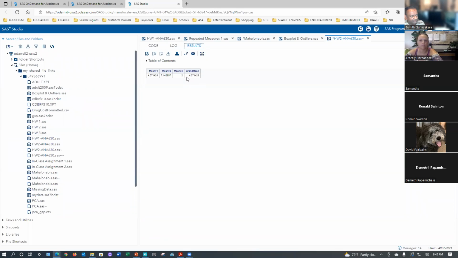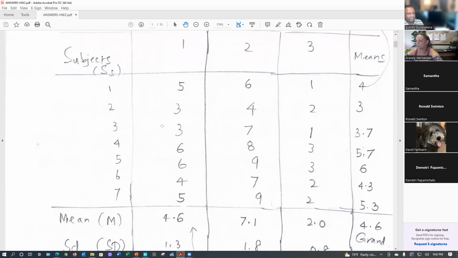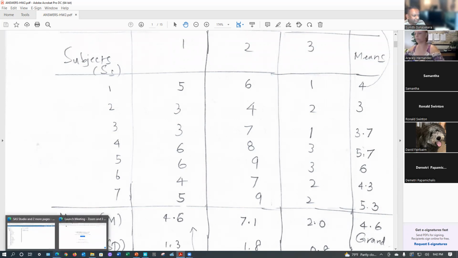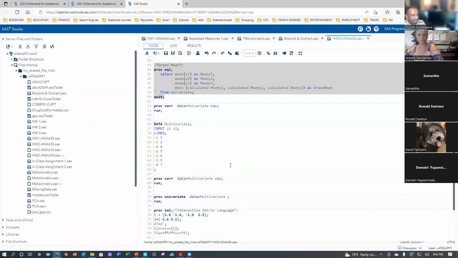4.57, 4.57, 4.6. 4.57 becomes 4.6. And if you use Excel, it's far easier, but in order to improve your skills in SAS, you can get this done using that one if you want, but you don't have to.